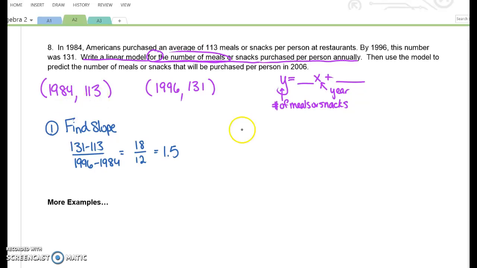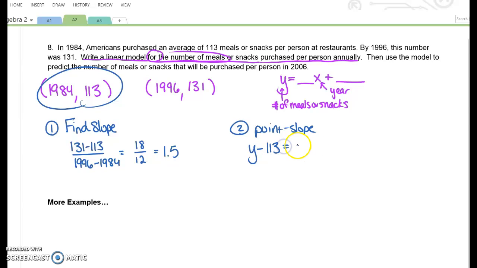Then we need to pick a point. So step 2 is use point-slope form to figure out your equation. I'm going to use the point that has these smaller numbers. So y minus 113 equals 1.5. I think I'm definitely going to need a calculator for this one.